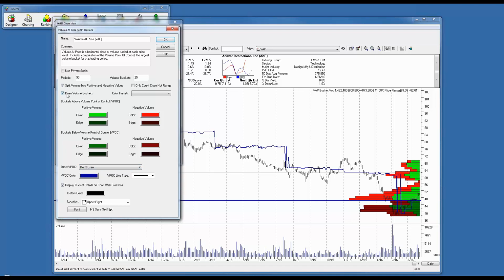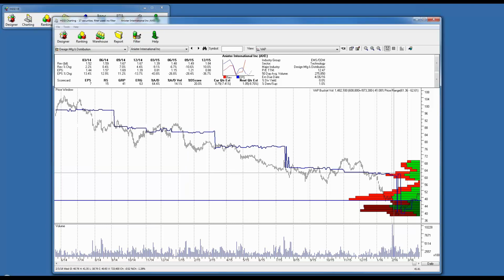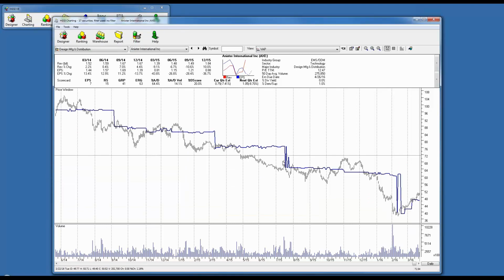And you can also turn off the volume buckets. So if you just want the VPOC line by itself, you can turn off the draw volume buckets, and then it'll just draw the VPOC as a line. So you could just use it as a kind of support and resistance line.